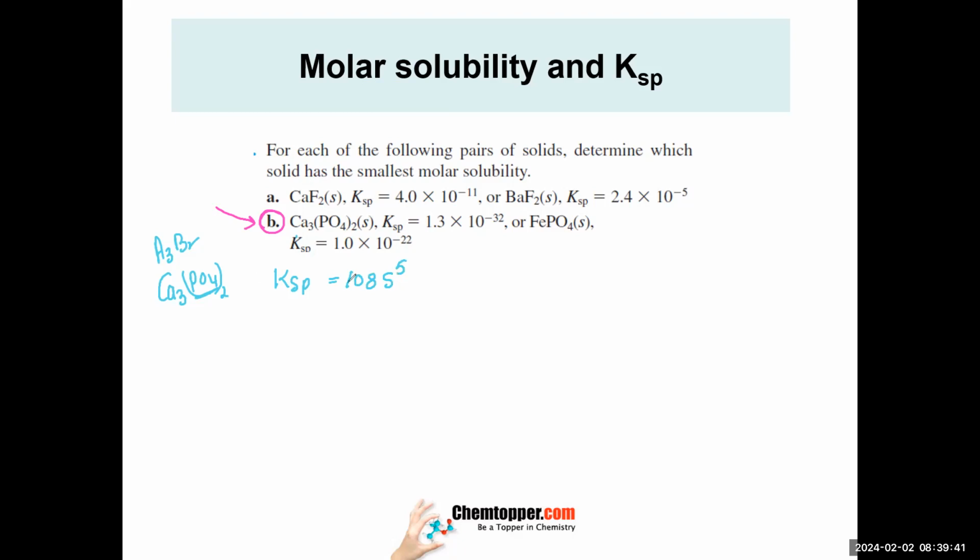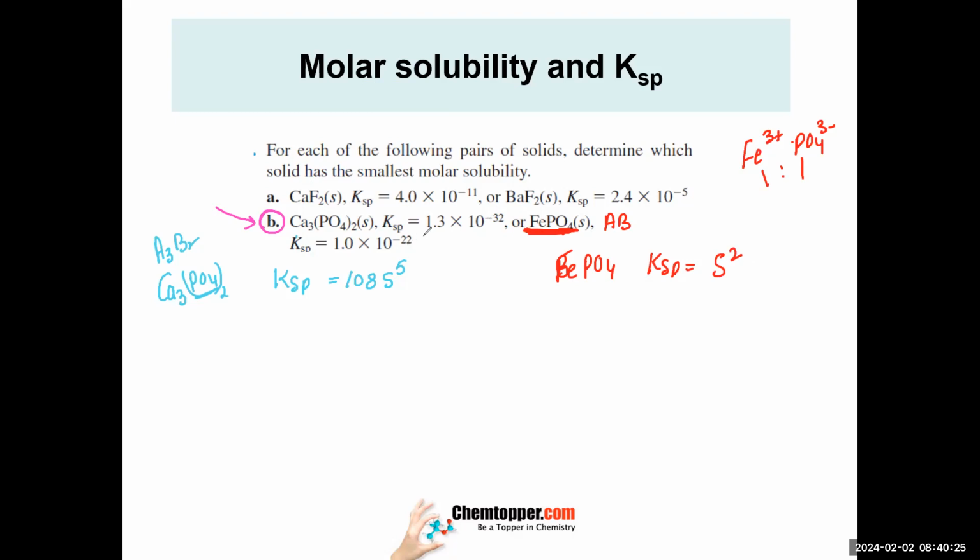And for FePO4, this one, not BaF2, what is the Ksp expression? Fe is 3 plus and PO4 is a polyatomic ion, children. They are 1:1, AB type. So S squared, very good.